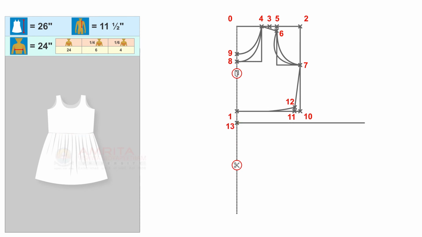From point 13, measure the skirt width of 30 inches along the waistline and make a mark. This is point 14. Again from point 13, measure the skirt length of 17 inches along the baseline and make a mark. This is point 15. From point 15, measure 2 inches above and make a mark. This is point 16. From point 15, draw 30 inches line perpendicular to the baseline. The point where the line ends is point 17.